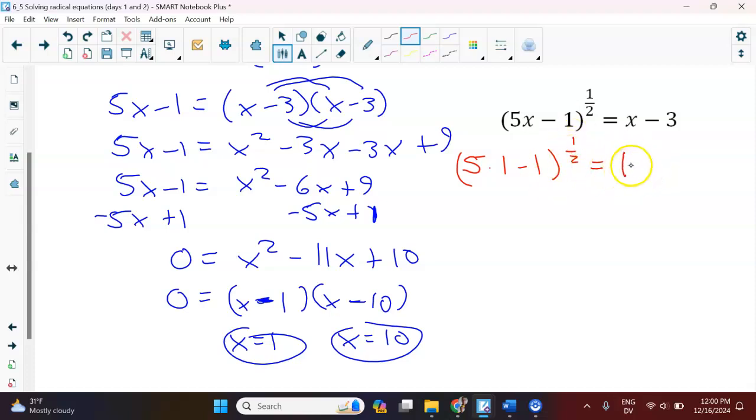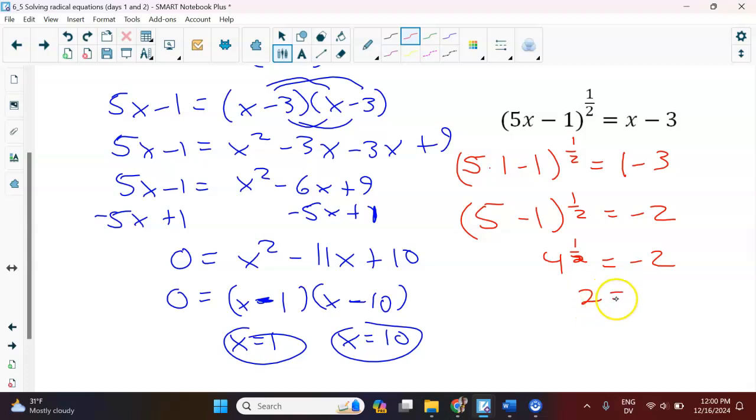And then over here we'll have 1 minus 3. So we end up with, let's see, this would be 5 minus 1 to the 1/2 power. And this side is negative 2. So we end up with 4 to the 1/2 power. And we want to see, does that equal negative 2? And again, if we treat it as the positive root, the answer is no. 2 does not equal negative 2. So this one is no good. That's an extraneous solution.